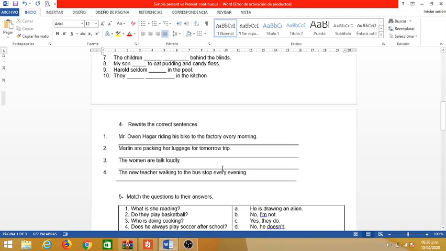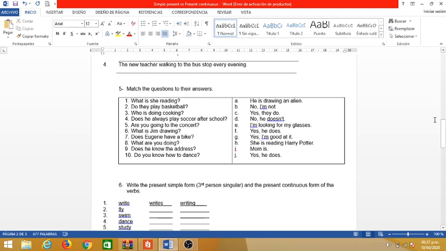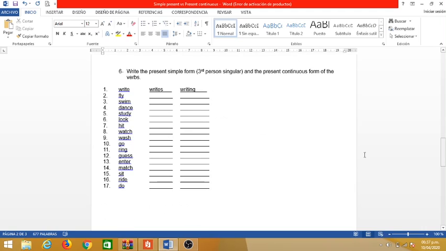Okay, so match the questions 1 to 10 to the answers A to J. Okay. In activity 6, you have to write the present simple form in third person singular, like in the example, and the present continuous form of the verbs. So the two forms here, okay, for each verb. Take into account the spelling rules, yes?